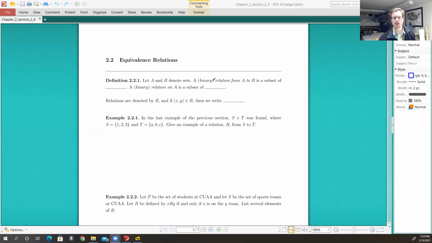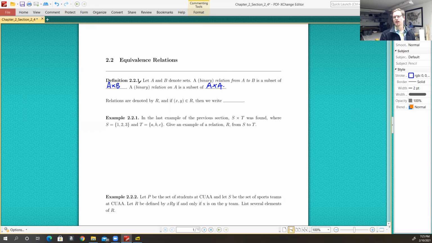So if we want to look at a relation from a set A to a set B, this is simply a subset of the cross product of A and B. So A cross B. Excellent. And if we were to have B be the same set as A, then we would have a binary relation from A to A, or simply a binary relation on A. And that is a subset of A cross A.